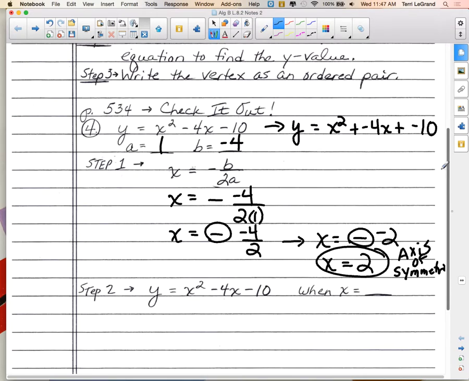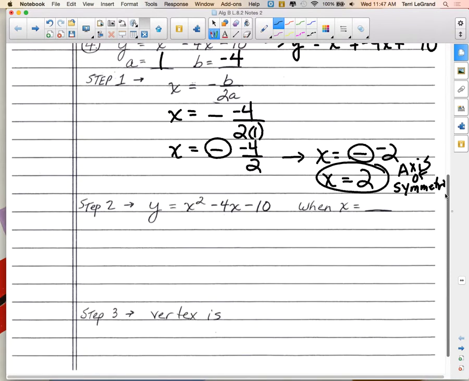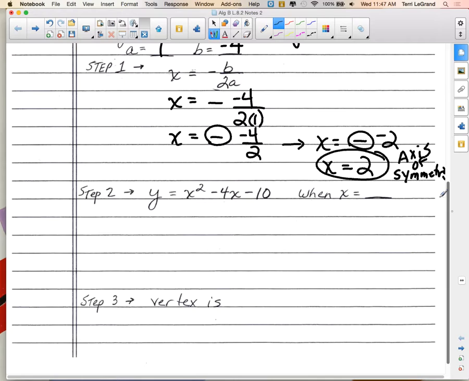Okay, so we just need a y in there. Remember, the axis of symmetry is always an equation, isn't it? If that's an equation of an axis of symmetry, which is a vertical line, every point on that line has what in common? Every point on that line has the same x value. And the x value is what? 2. So we just found the x value of the vertex. It's 2. It has to be. It's on that line.